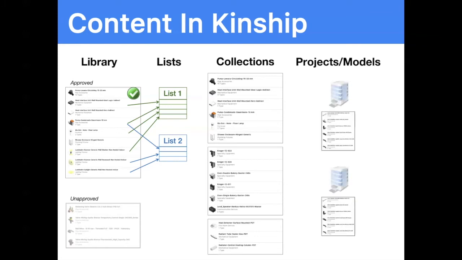When a model is added to Kinship, we pull all the families from that model and we store them in Kinship as well. Those families are stored over here in the model. So when you do a sync with central, we don't pull the content into the library. It stays over here in the model. You can move it, you can copy it from the model to the library if you want to, but it is over here in the model. Users, when they search, can see what's in collections, and they can also see what's in projects.